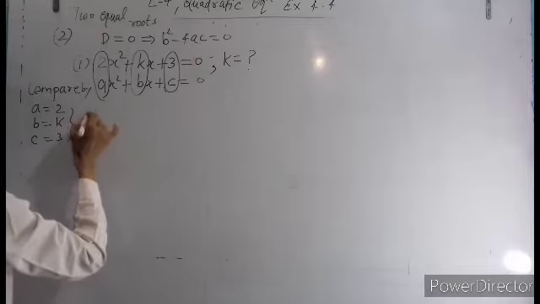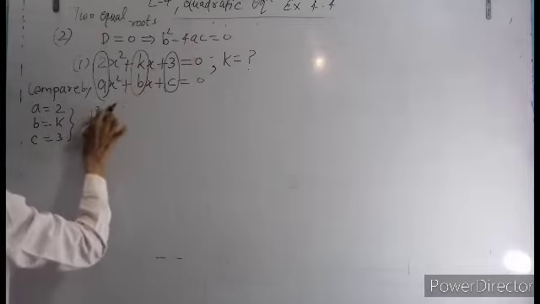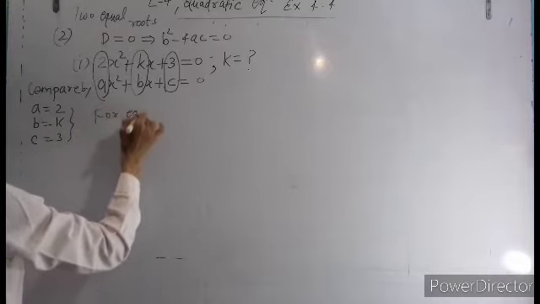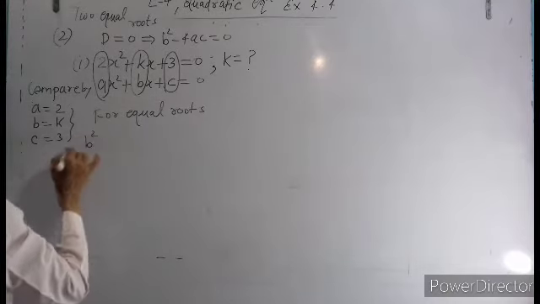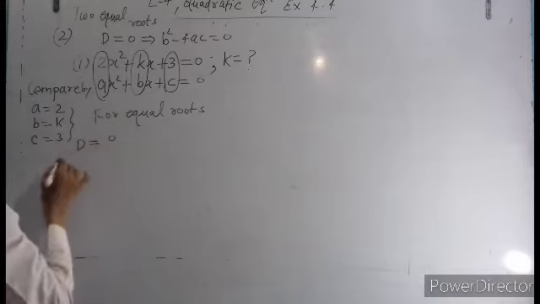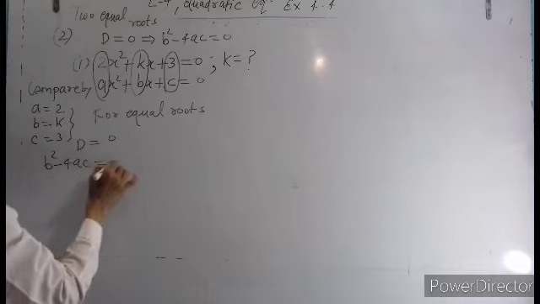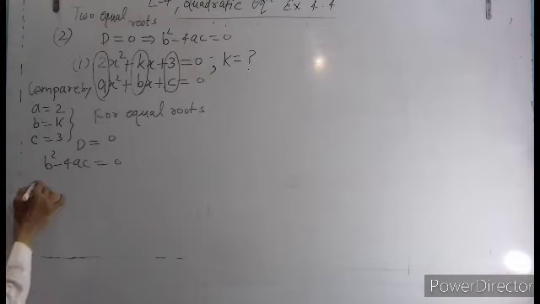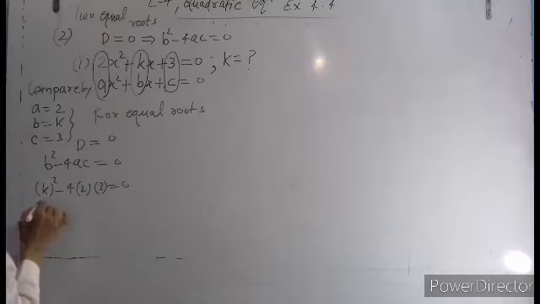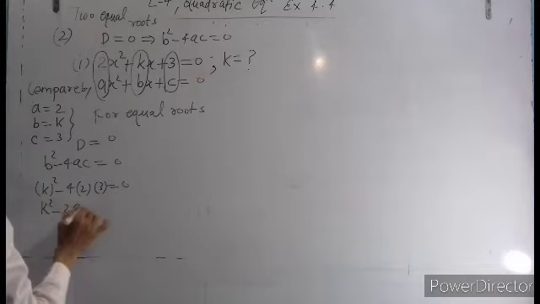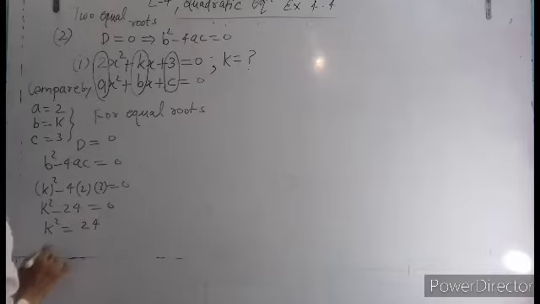Now we have given the b square minus 4ac equal to 0. Now you can know that for equal roots, d equal to 0 means b square minus 4ac equal to 0, and put the value of b, k whole square minus 4 into 2 into 3 equal to 0, k square minus 24 equal to 0, k square equal to 24, then k equal to root 24. Okay, you can simplify.